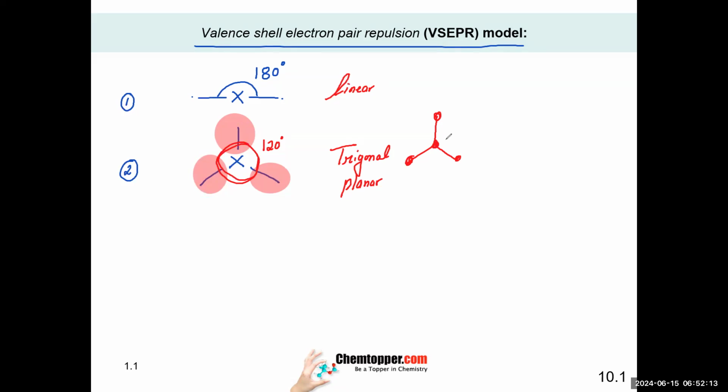This is the shape given by nature for 3. Nature said, if you have 3 groups around the central atom, go like this. That's the maximum separation I can give. And whatever shape nature is giving us, that shape is considered very symmetrical.